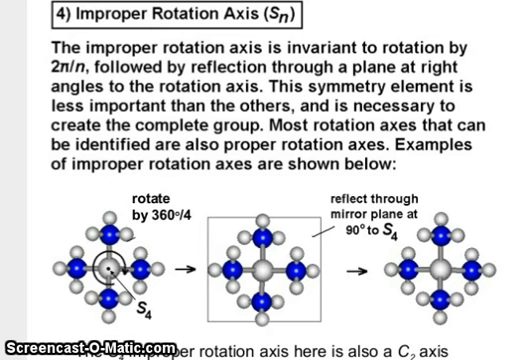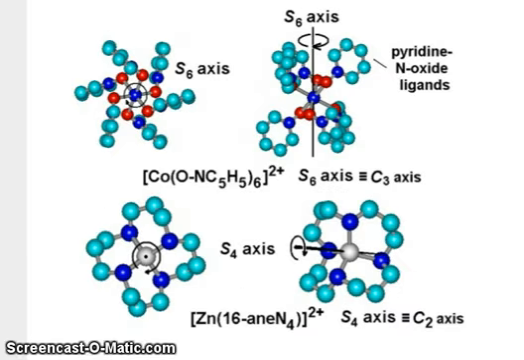Rotation by 360 degrees divided by 4, S4, then reflection through the mirror plane at 90 degrees to S4. So the S4 improper rotation axis here is also a C2 axis. Then the S6 axis, in the pyridine N-oxide ligand.